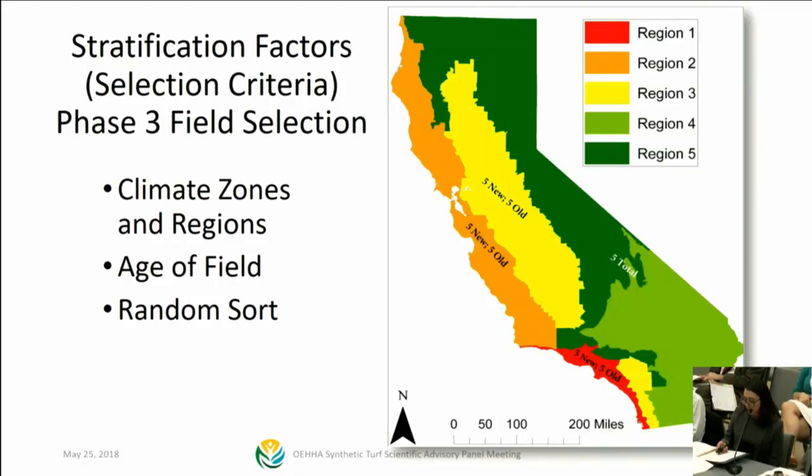Our target number of fields were 5 new and 5 old fields for regions 1, 2, and 3, and a target of 5 fields total for the combined regions of 4 and 5. And as a reminder, we combined regions 4 and 5 because they have fewer fields located in these regions. Our total target was to sample 35 fields throughout California. Our stratified random sampling protocol also involved randomly sorting fields in each region and contacting fields by order of the random list until our quota was met.